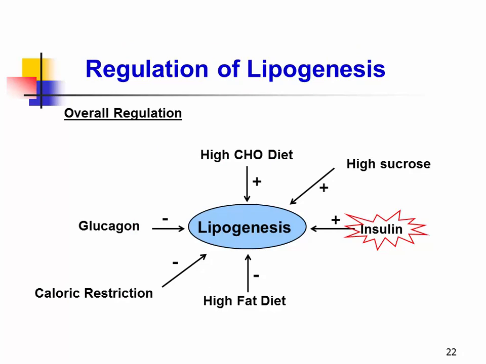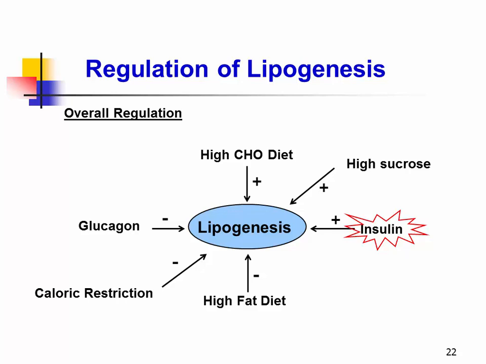Okay, so now let's talk about the regulation of lipogenesis. Let me give you an overall picture of how lipogenesis can be regulated by diet. We mentioned the high carbohydrate diet and the high fat diet; they do the opposite, right? The high carbohydrate diet is a strong stimulus for lipogenesis, while a high fat diet inhibits or suppresses lipogenesis.